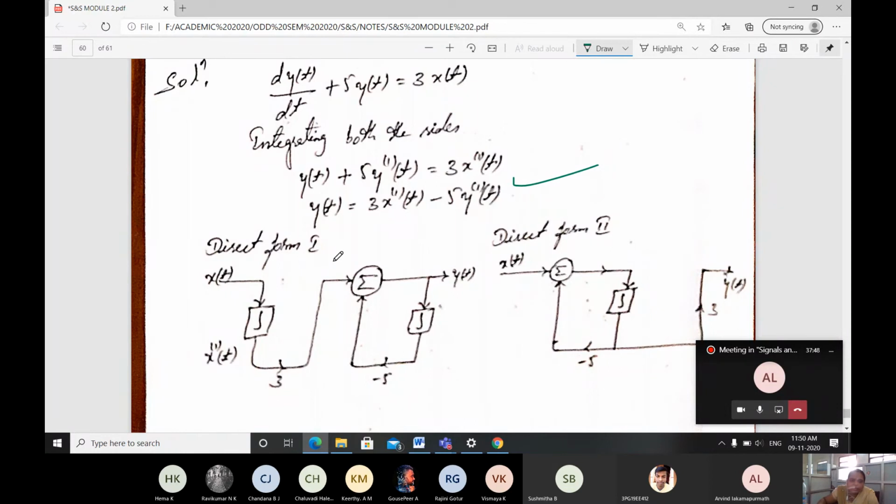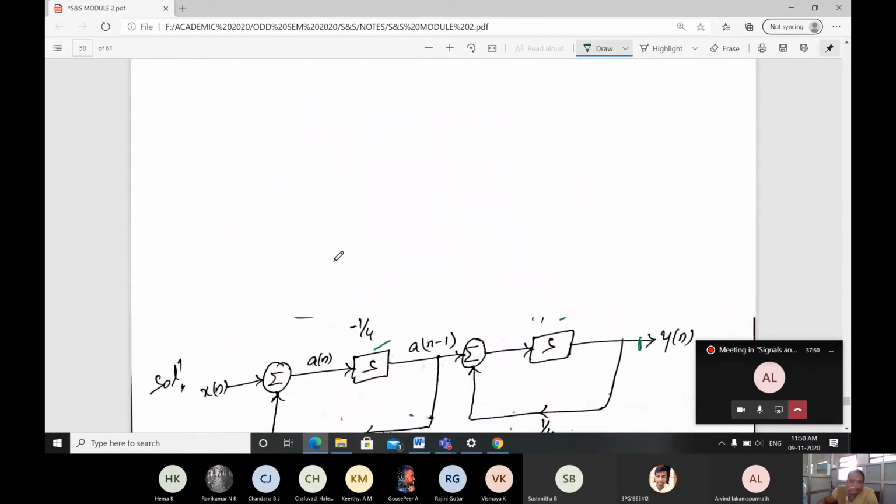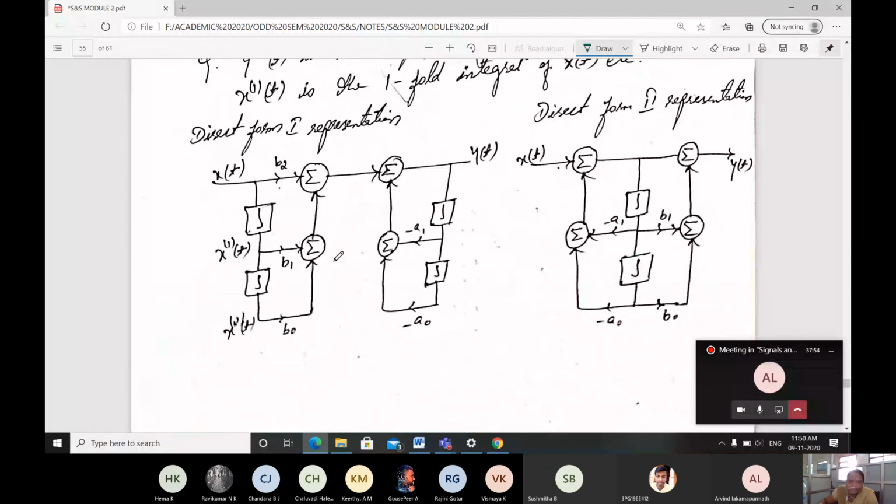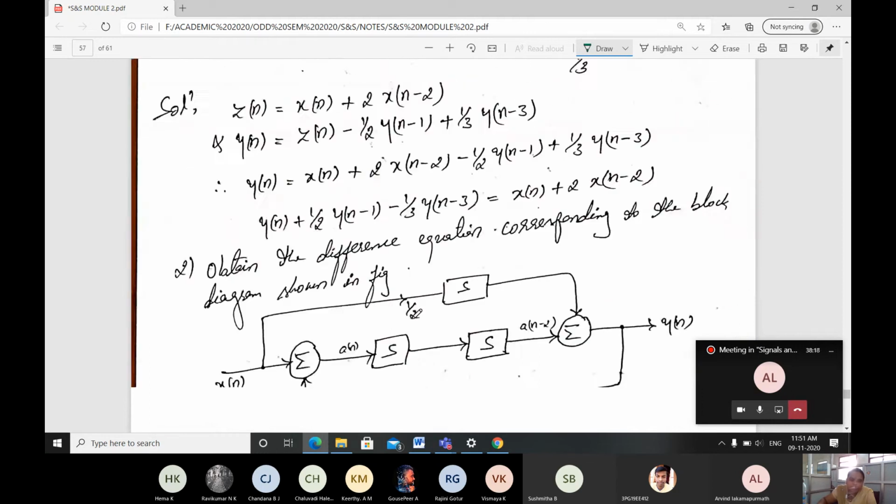Then direct form 1, what is direct form 1 in the standard equation? Here is direct form 1 and direct form 2. X of t, b, observe here the order is reversed: b naught, b1, b2, here minus a naught, a1. Observe here you will be getting minus a naught. I am stressing this, don't get confused. Okay, here combining this you will be getting direct form 2. We will go with the problem now.